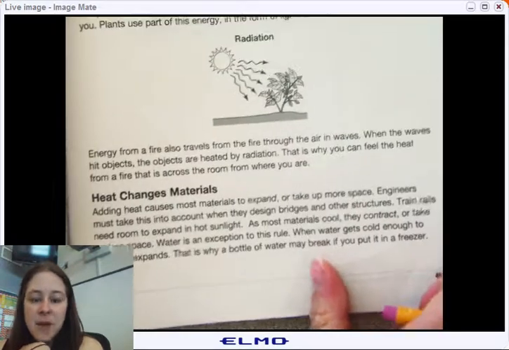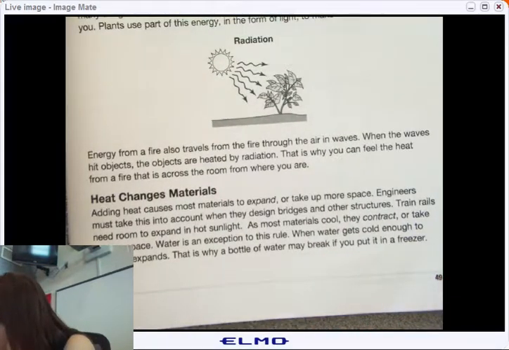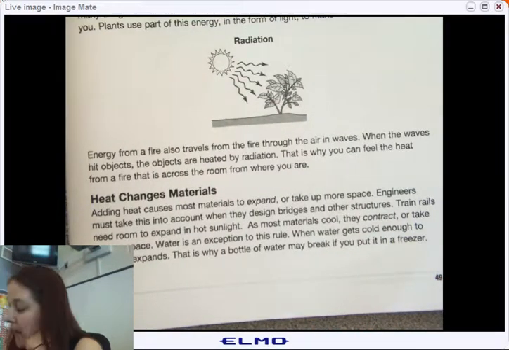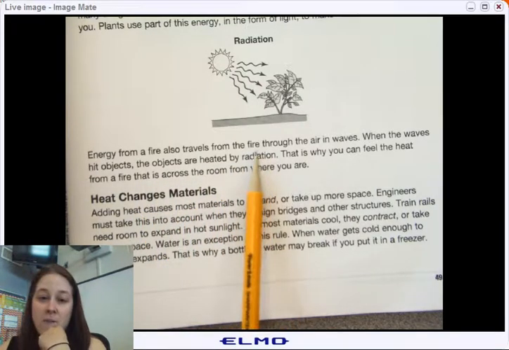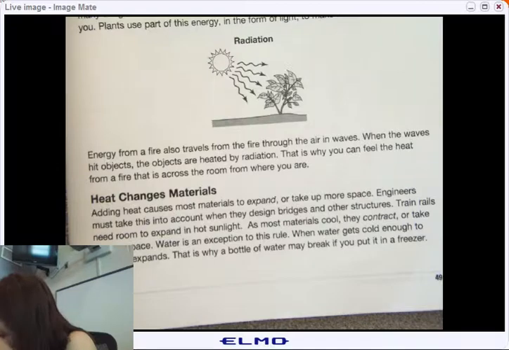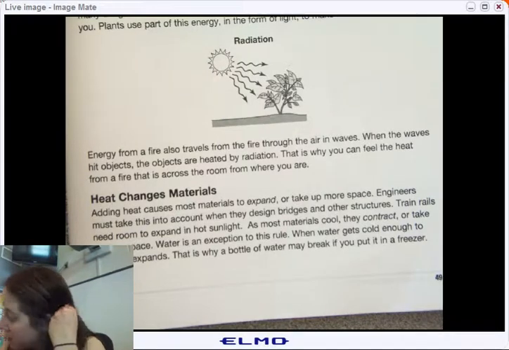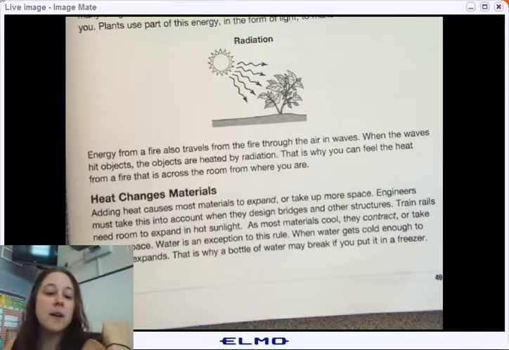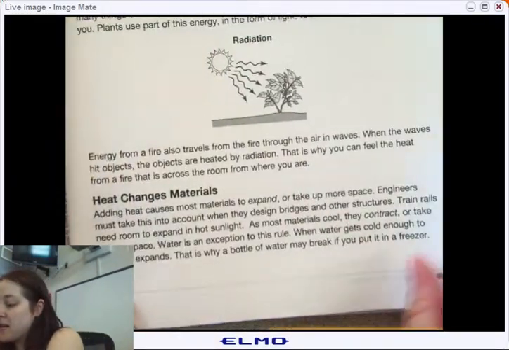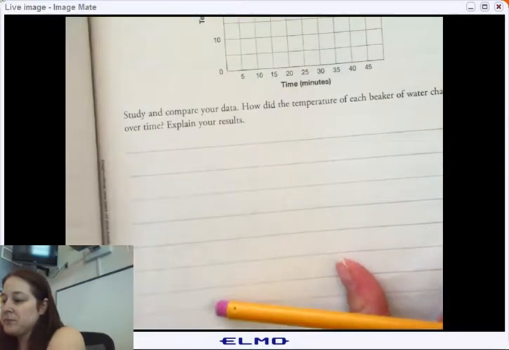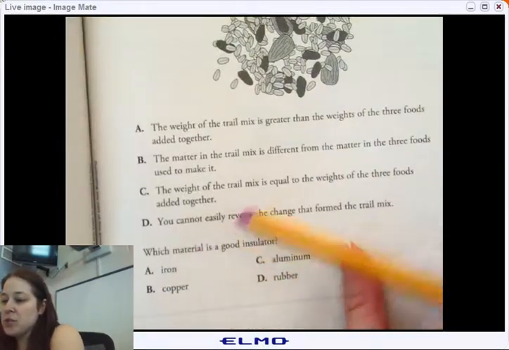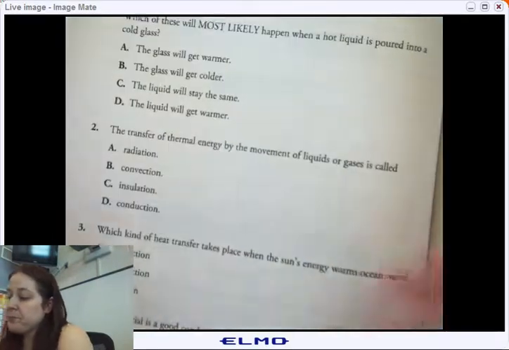I'm not paying attention. So, energy from a fire travels through the air to heat objects. Energy from a fire also travels in waves and heats objects. Okay, we've already read that it heats and expands, so we're going to turn the page to our lesson review.